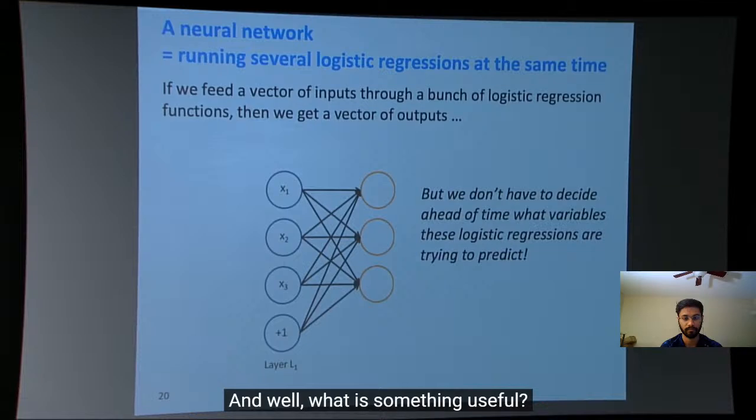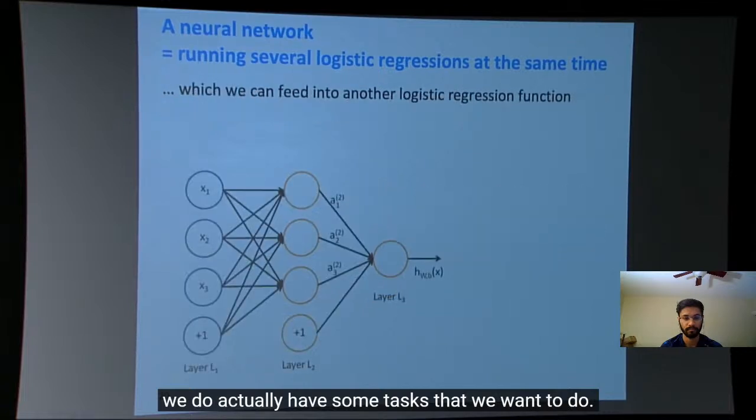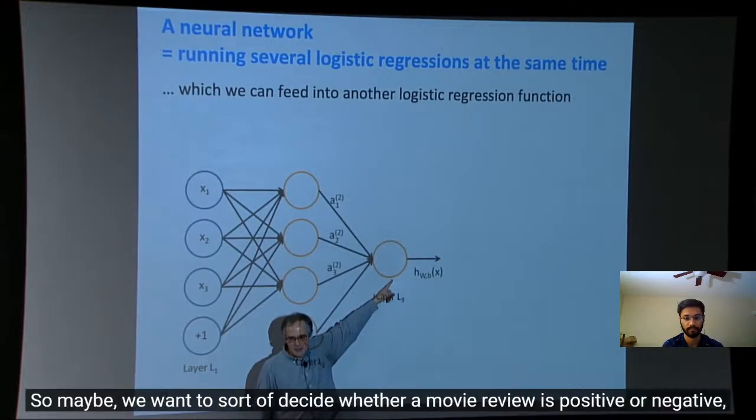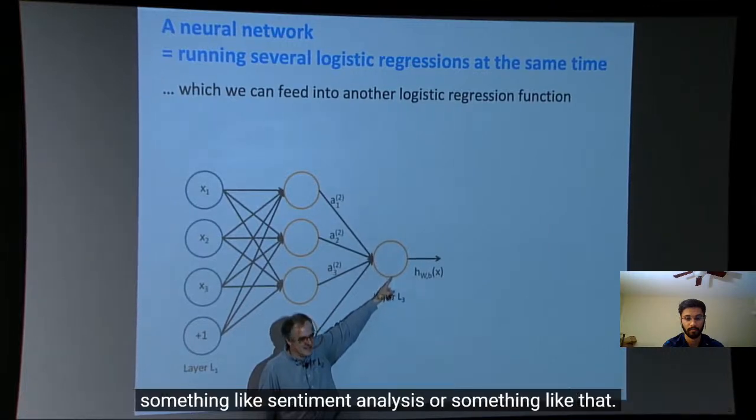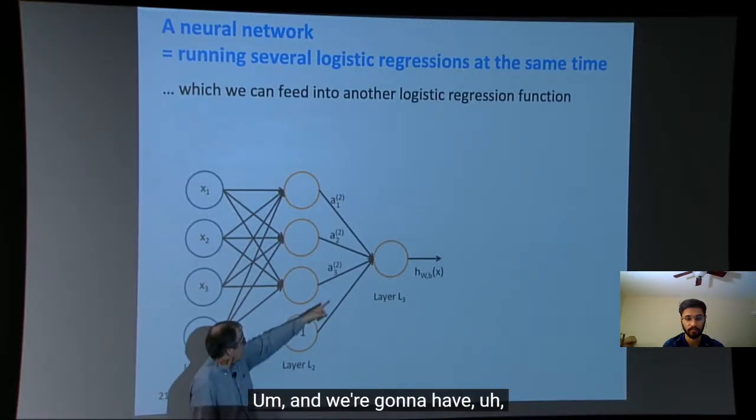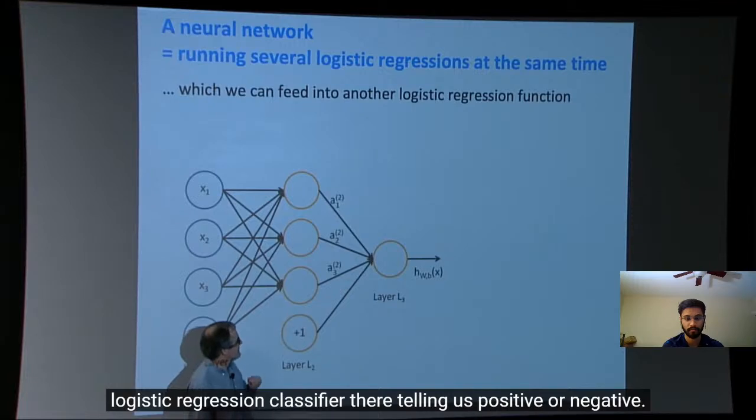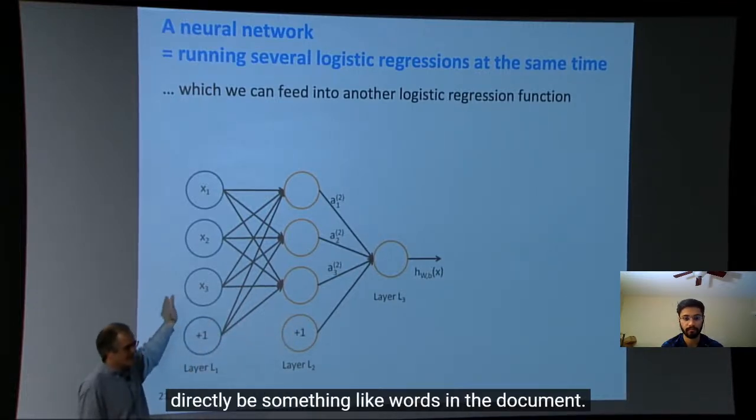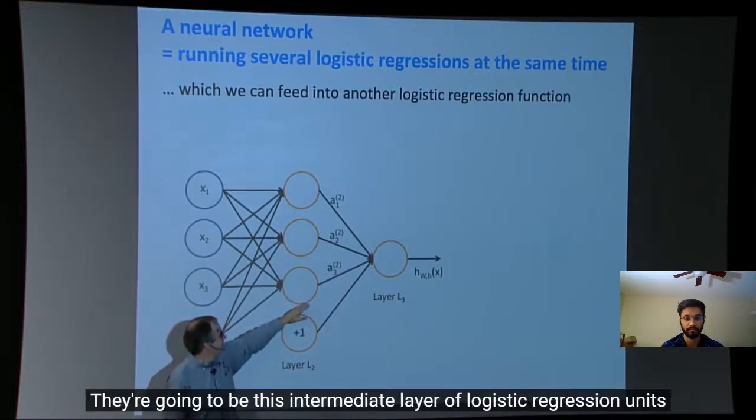And well, what is something useful? Well, our idea is to say we do actually have some tasks that we want to do. So maybe we want to decide whether a movie review is positive or negative, something like sentiment analysis. So there is something we want to do at the end of the day. And we're going to have a logistic regression classifier there telling us positive or negative. But the inputs to that aren't going to directly be something like words in the document. They're going to be this intermediate layer of logistic regression units.